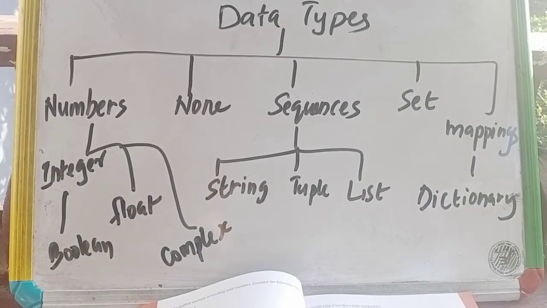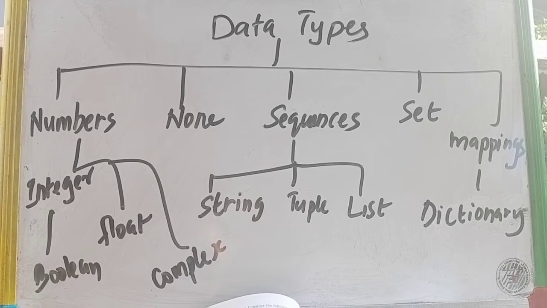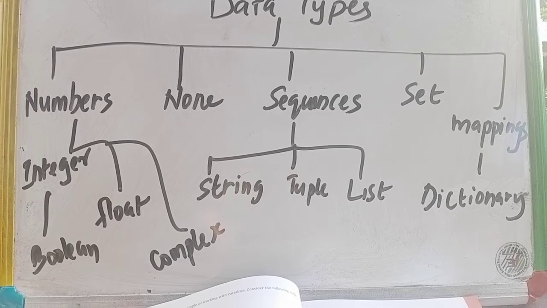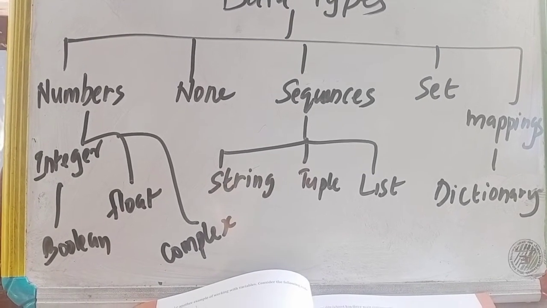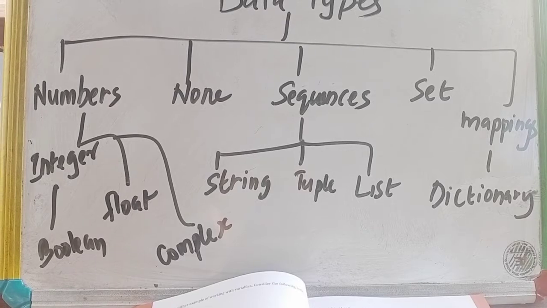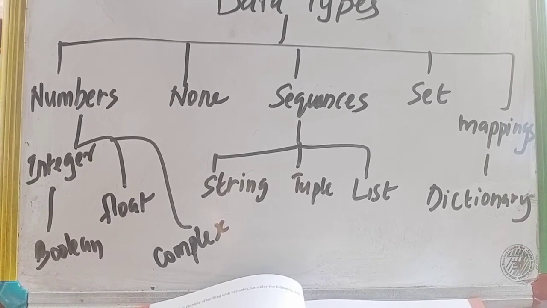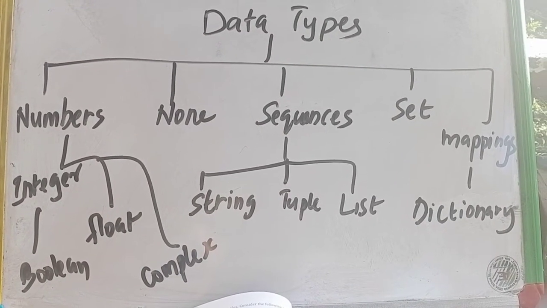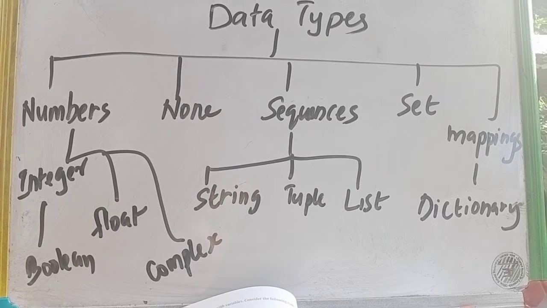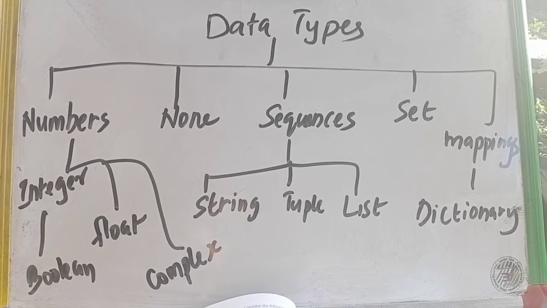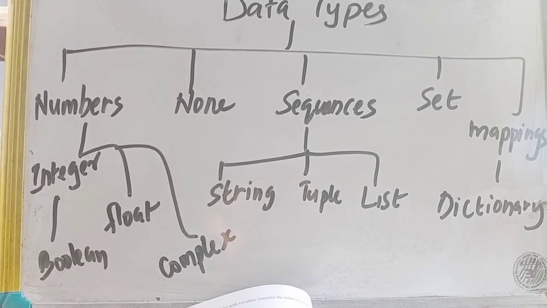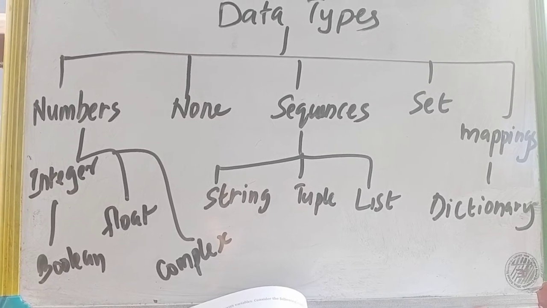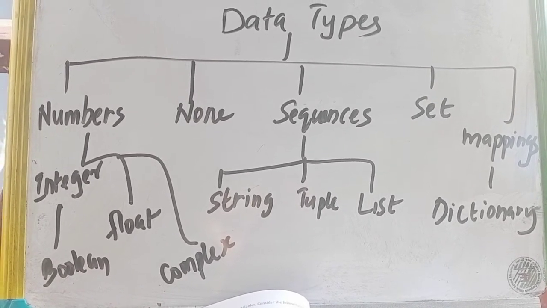So mainly the data types can be classified into, you can see, 5: numbers, none, sequences, set and mappings. The numbers can be integer, float and complex. Integer means 5, 6, like that, integer values. Float means the decimal values, like 3.5, 2.8, like that. Complex means, I will tell you, it is actually a combination of integer and a complementary, imaginary part will be there. I will tell you the example, okay, don't worry. And none means none, that doesn't have any type, like that.